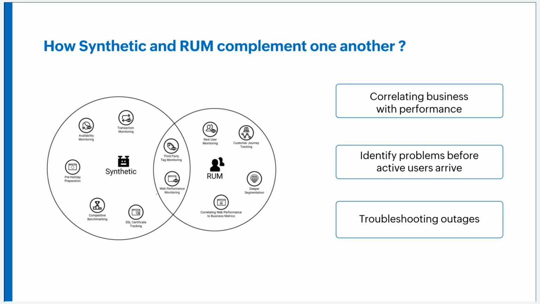Since real user monitoring is generated through real user traffic, it provides essential insight into real business metrics such as conversion rates, which can then be correlated with the continuous performance metric collected from synthetic testing. Next, identify problems before active users arrive.